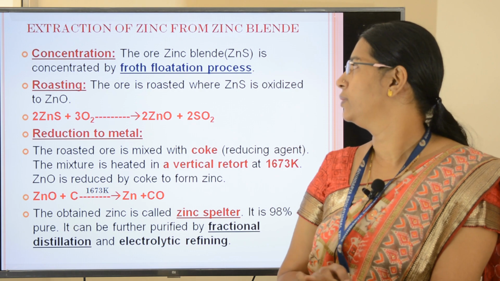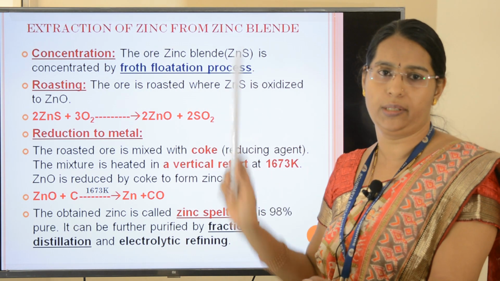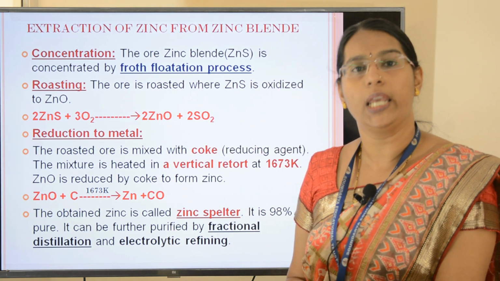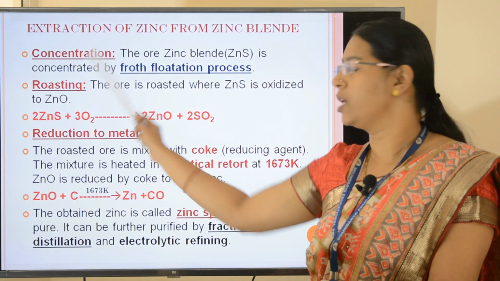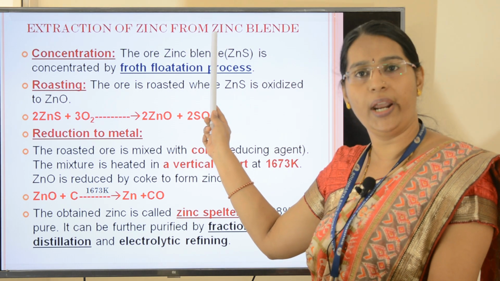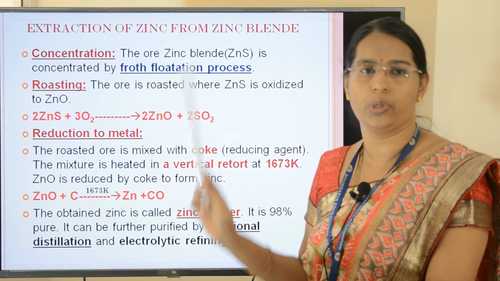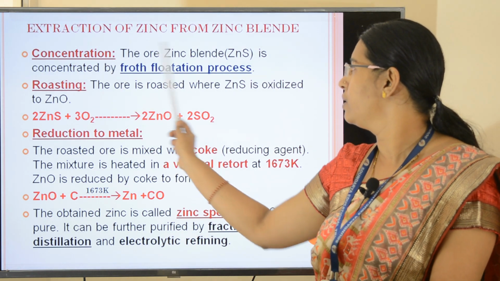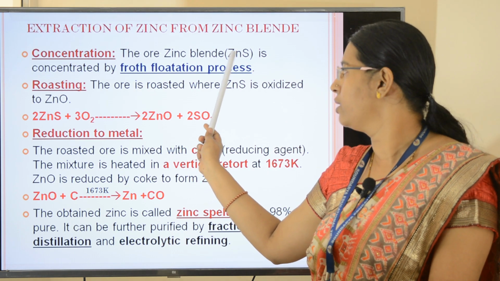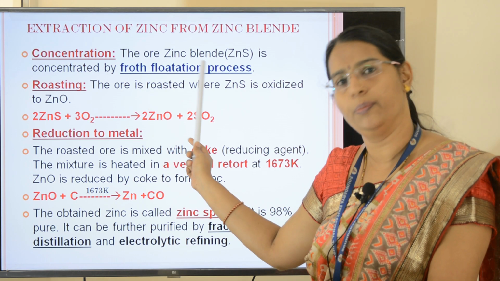So next, let us discuss the extraction of zinc from zinc blende. Zinc blende is ZnS. The first step here is ore concentration. Since zinc sulfide is a sulfide ore, it is concentrated by the froth flotation process, as generally sulfide ores are.